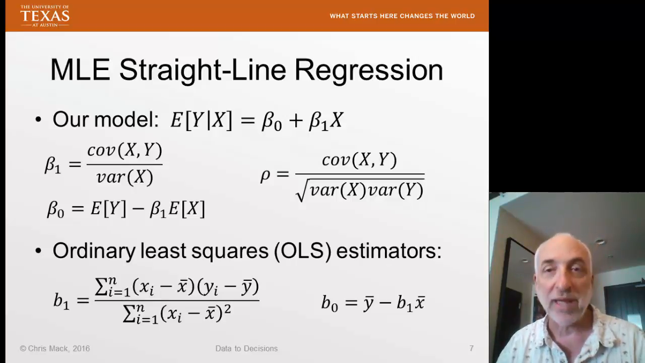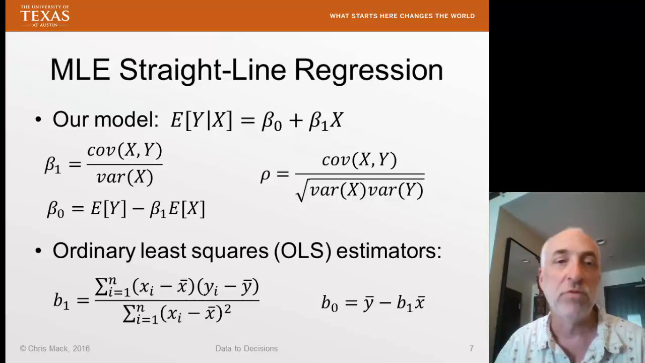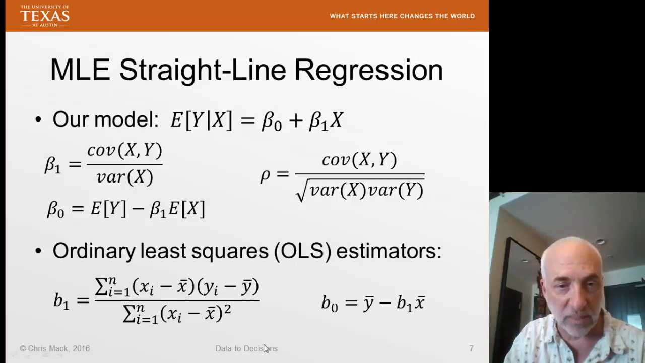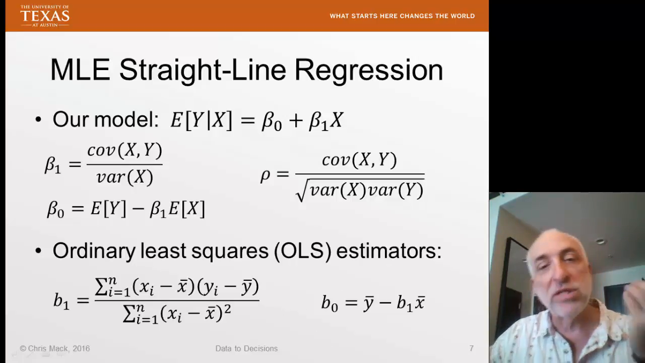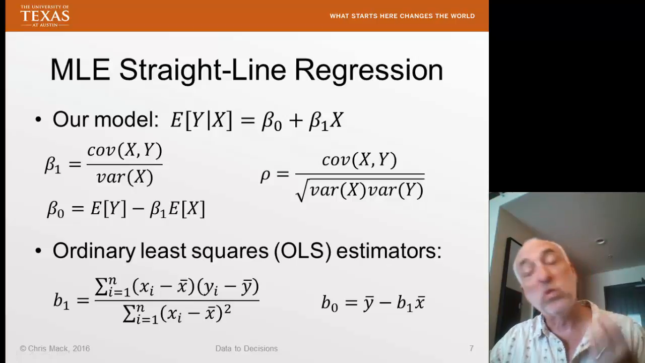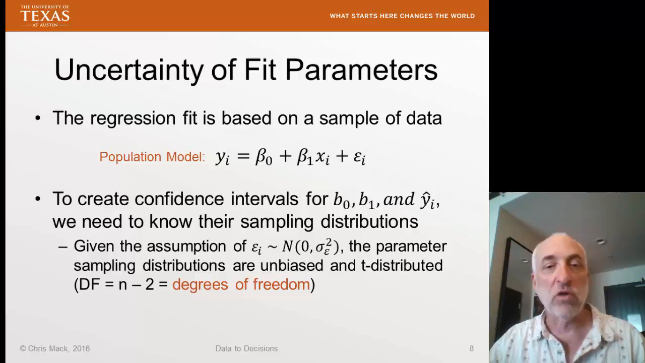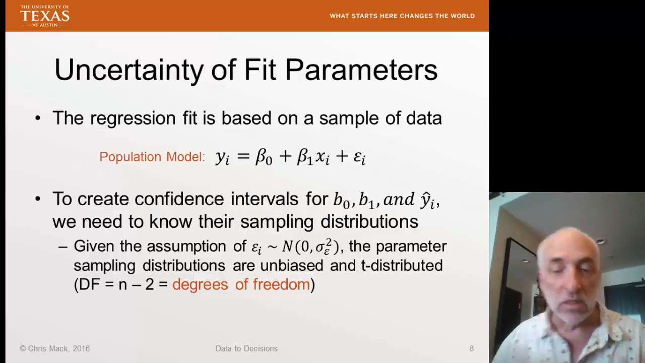If we have a simple straight line model, we've gone through this in the past. We have our ordinary least squares estimates for the slope and the intercept. But we need more than just the estimates of these parameters. We need estimates of their uncertainty. And that's where the covariance comes in.